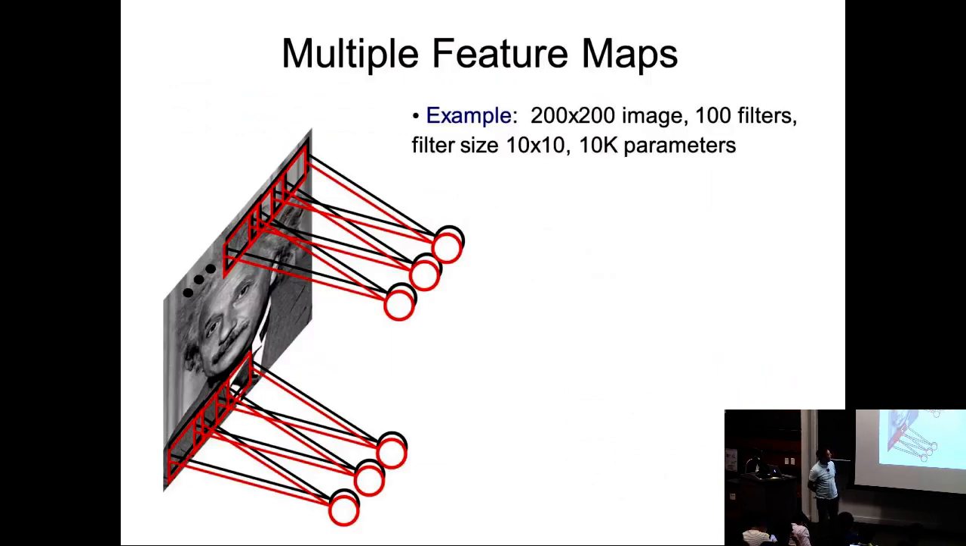So let's say we have a 200 by 200 image. We have 100 filters, and the filter size is 10 by 10. We end up with only 10,000 parameters. Okay. That's pretty reasonable, right? If you think about 10,000 parameters, in your homework you're training a model on MNIST, which has 784 numbers, times how many hidden units? 100 hidden units, right? So 784 times 100, how many parameters are you fitting?